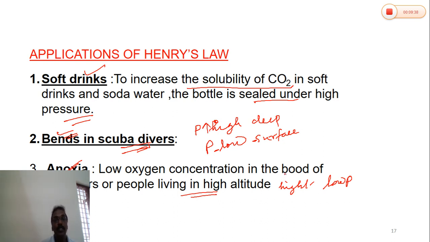Due to low oxygen solubility, the cells get a deficiency of oxygen. As a result, they get pain. They become anemic, and the thinking capacity decreases, and that medical condition is called anoxia. These are the three applications. That is today's class.